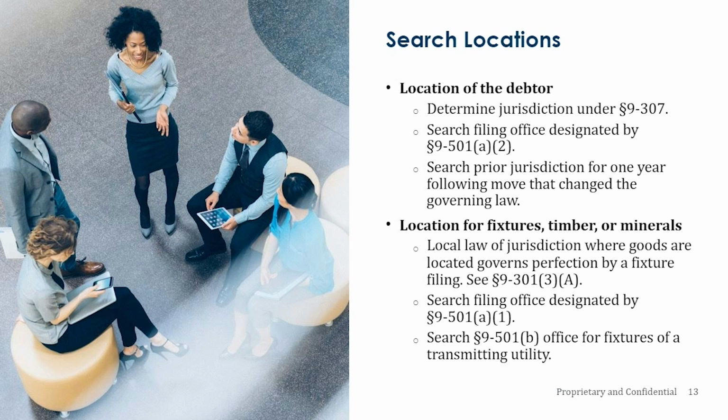And then when it comes to location for fixtures, timber, or minerals, you want to find the local law of the jurisdiction where the goods are located that governs the perfection by fixture filing. You want to search the filing office designated by Article 9501. You also want to search the office for fixtures of a transmitting utility. That would also be Section 501. Transmitting utility would be things, for example, like energy pipeline, railroad, electrical transmission, things of that nature.